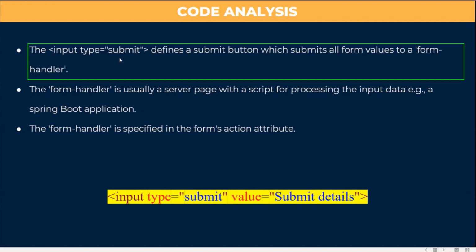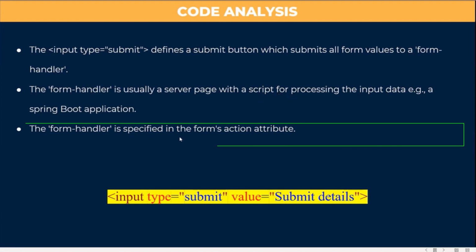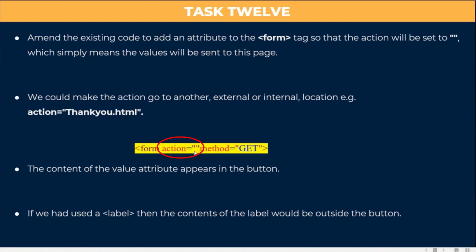The next thing is that the input type is submit, and it defines the button to say, I want to submit those details to a form handler in the back. The form handler is usually a server page with some sort of script. It could be JavaScript in the back end, or it could be Java. And the form handler is specified in the form's action. So at the minute we haven't got an action, we've just got the type and the value. So what we want to do is add in an action which says equals and then blank.